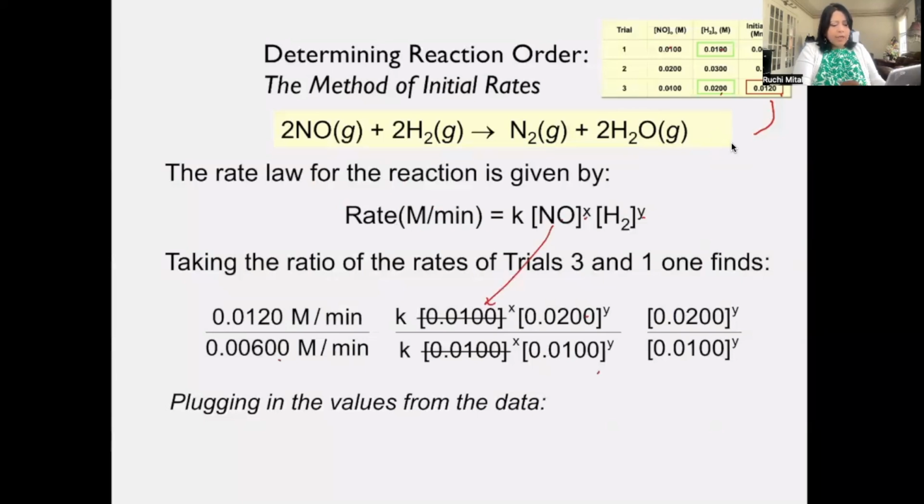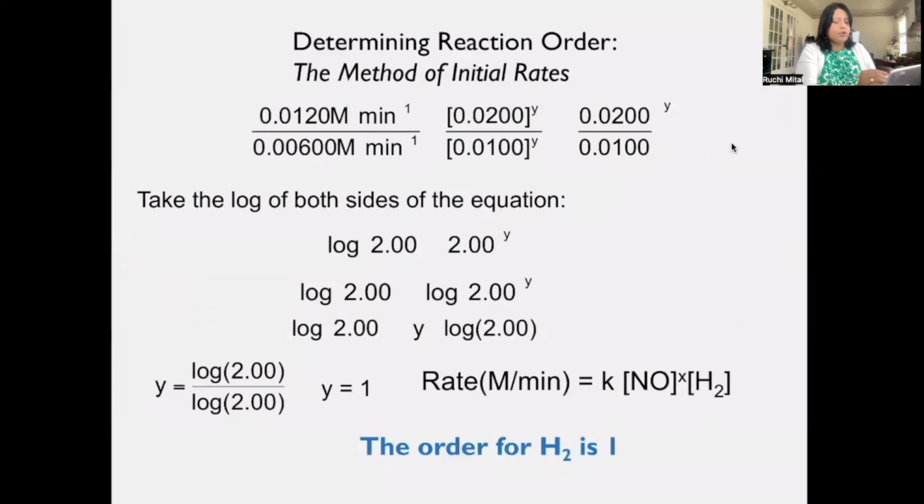And now when we take the ratio, we plug in the values and solve. Then we take the log on both sides, log of 2 and log of 2. This is all the math that you're doing from the properties of logs. If this is log, this exponent value is y times log of 2.